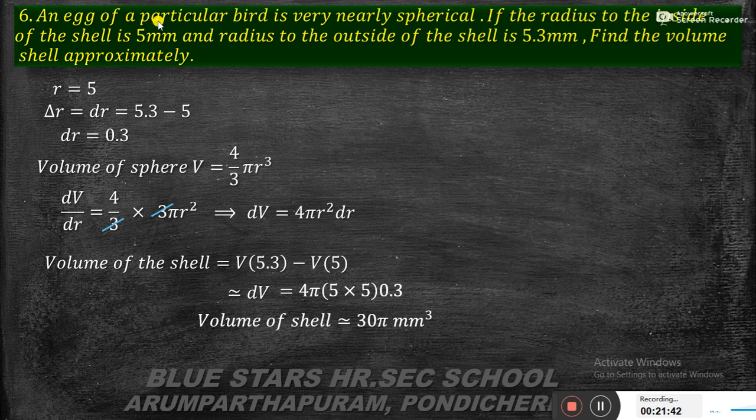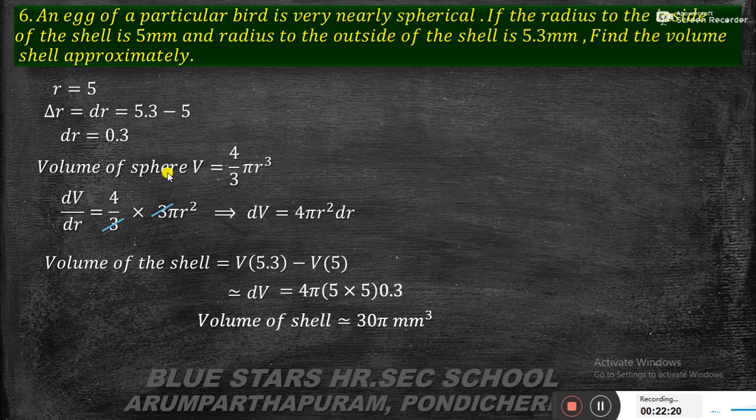An egg of a particular bird is very nearly spherical in shape. The radius to the inside of the shell, so the inside of the egg, is 5 mm. Next, the radius to the outside is 5.3 millimeter. We need to find the volume of the shell approximately. They ask about the volume of the shell. First, the radius is 5 millimeter, as given. Next, we calculate del r. So dr equals the outer radius 5.3 minus the inner radius 5, so dr equals 0.3.